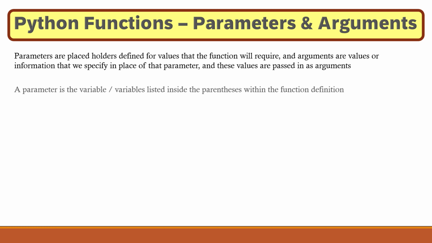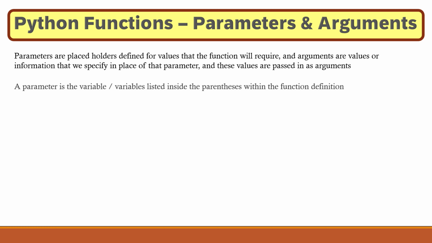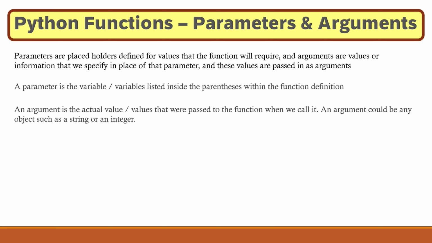So you can see it as a parameter is the variable or variables listed inside the parenthesis within the function definition, and an argument is the actual value or values that were passed to the function when we call it. An argument could be any object as well, such as a string or an integer, etc.